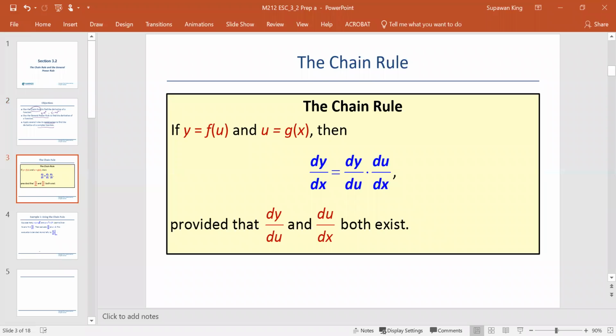The chain rule: if y equals f of u and u is g of x, then the derivative dy by dx is the product of dy by du and du by dx, provided the dy by du and du by dx both exist.